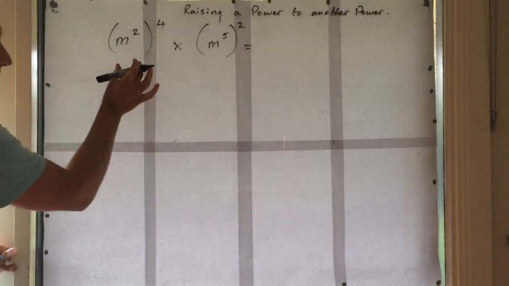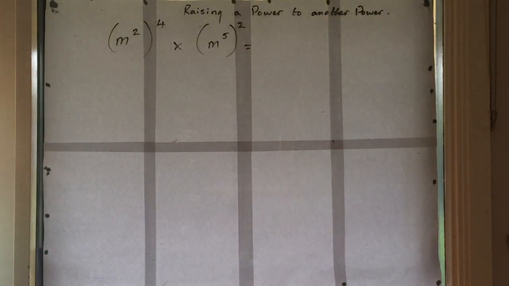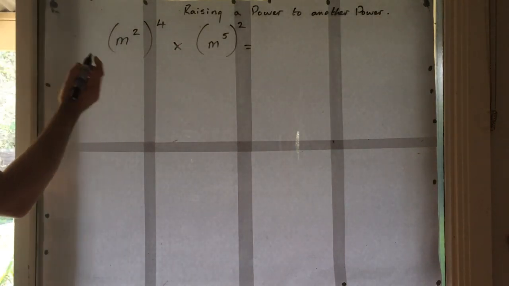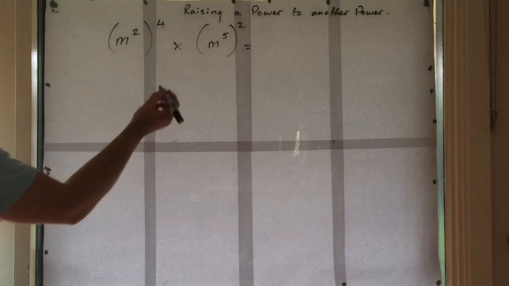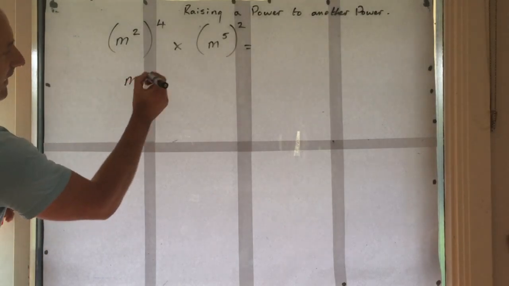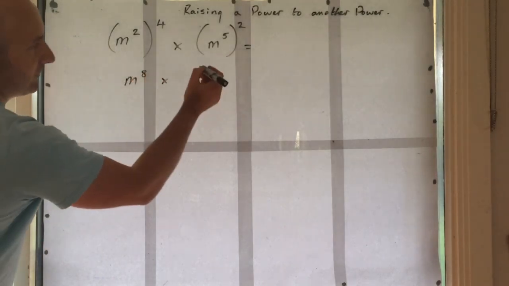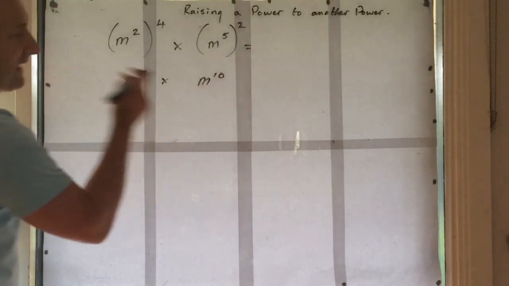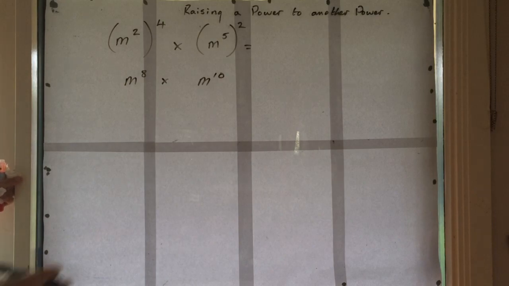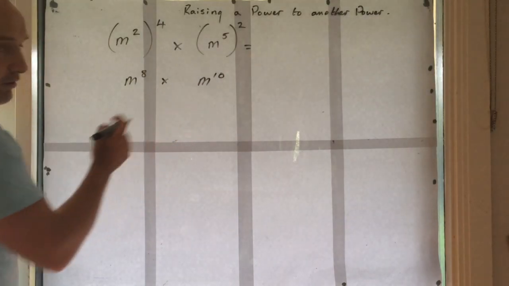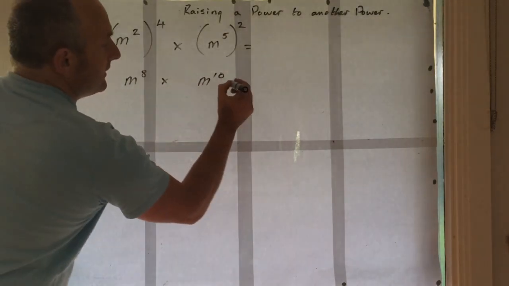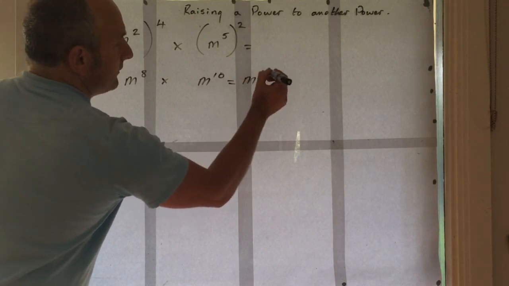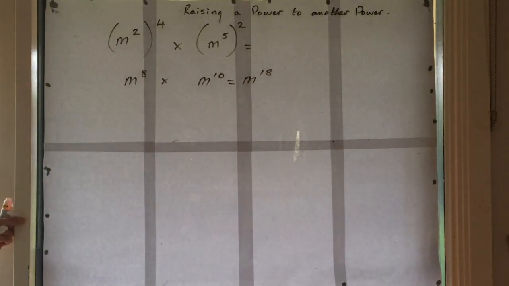So now, m squared to the 4 is m to the 8. M to the 5 to the 2 is m to the 10. So now, our basic laws of indices that we did last week is going to give us m to the 18. Okay, so it's as simple as that.